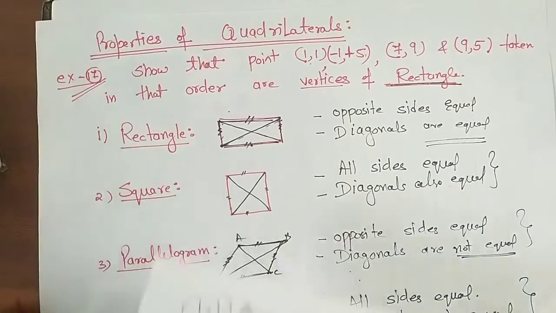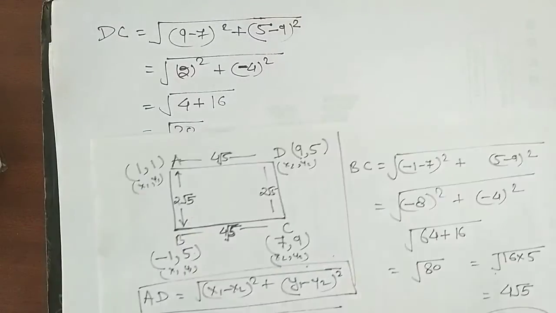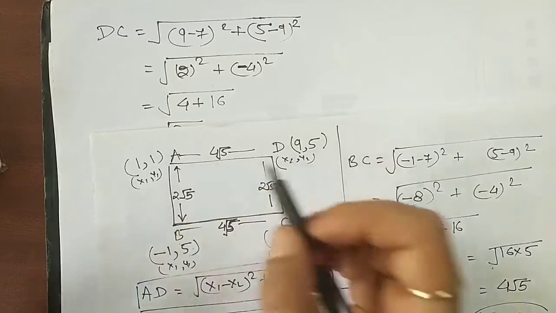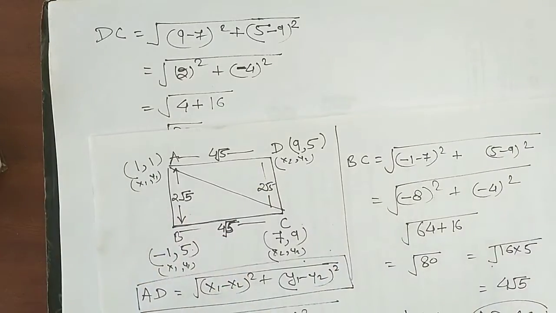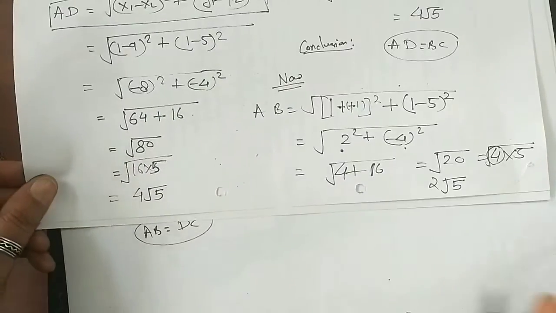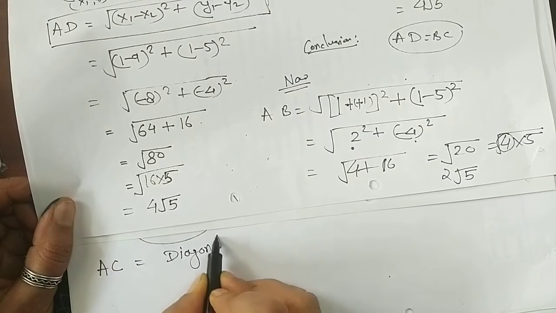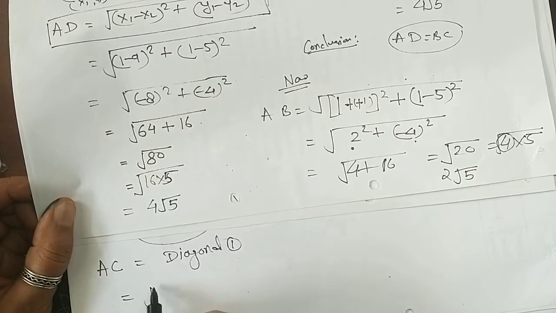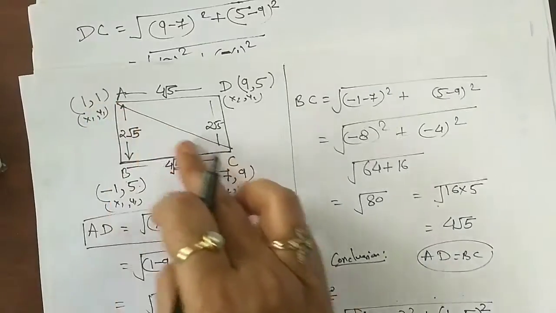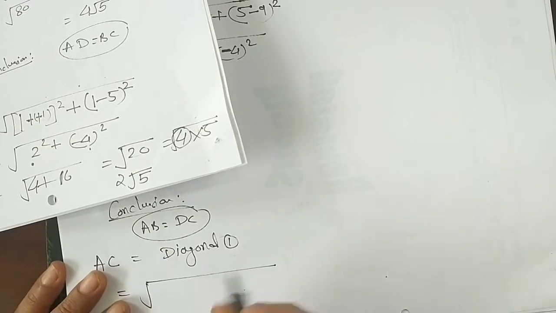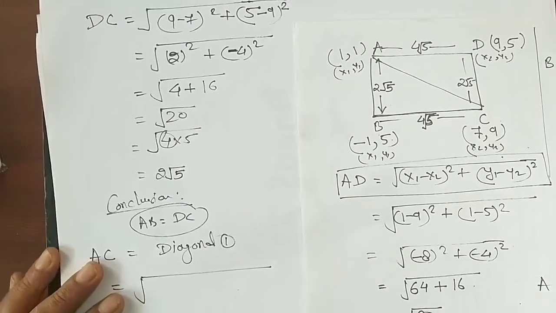Okay? So now we will find the diagonals. So this is my first diagonal, say AC. Okay, so here write AC, which is diagonal number 1. So I will calculate AC, I will apply this formula. So write down for AC, it will be what? Let me keep it here for reference.